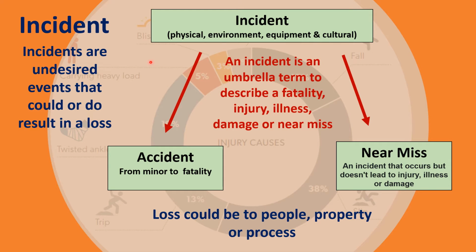So an incident is defined as an umbrella term to encompass anything from a fatality, injury, illness, damage to equipment or environment, or a near miss. So it's a very wide term. A near miss is something that doesn't lead to an actual injury or damage or illness, but could have. So it nearly happened but didn't, and there's lots of learning in this area, but quite often they aren't recorded. And obviously an accident can range from minor to fatality.